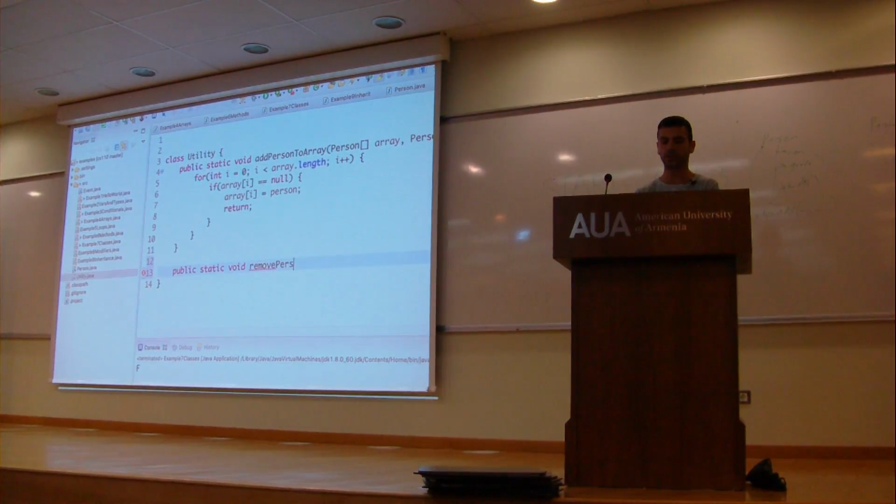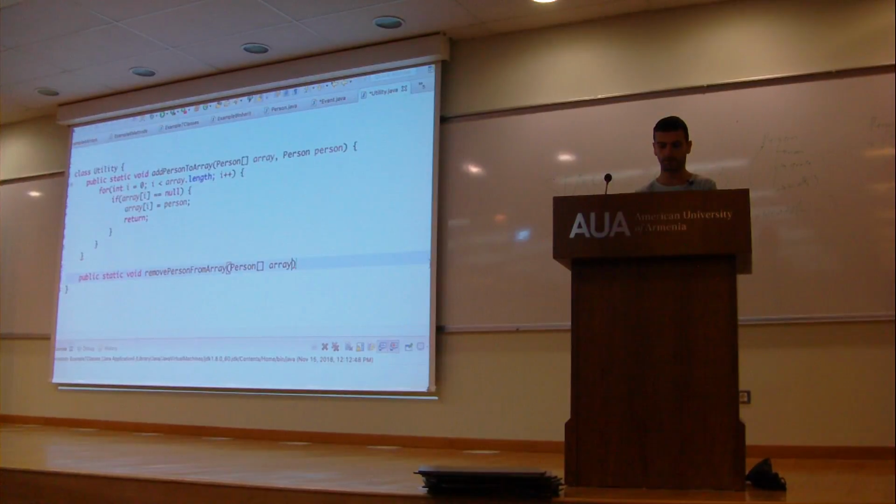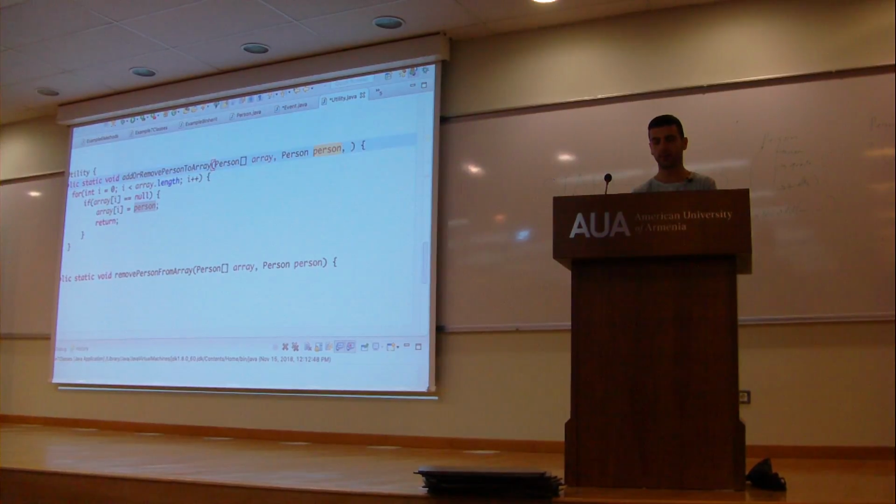Okay, remove person from array. So we get an array, person array, and then we have the person we want to remove. Okay, help me remove this person from this array. Go. Oh, can I just add something to this point? Can we just pass the boolean, so true or false? So if it's true, we would add person? Yes. So let's do add or remove. And then we can say boolean is add, or something like that, right?